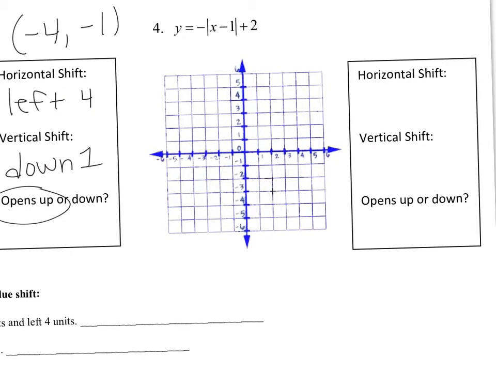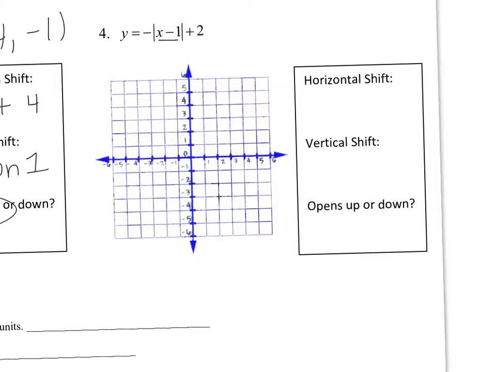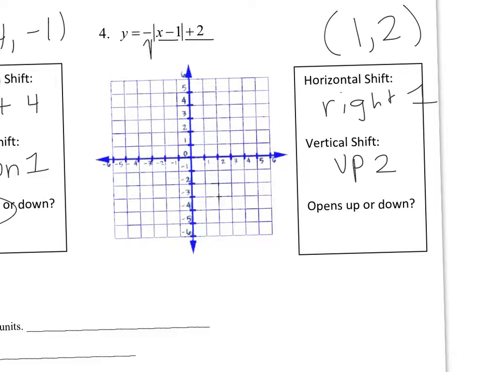And then number 4, the horizontal shift is going to be right 1, because it's x minus 1, and then the vertical shift is up 2. So the vertex you can think of as right 1, up 2, and it's going to be opening down because that's a negative. So I'm going to go right 1, up 2, and it's going to open down because it's a negative.